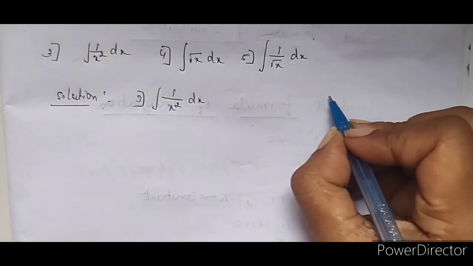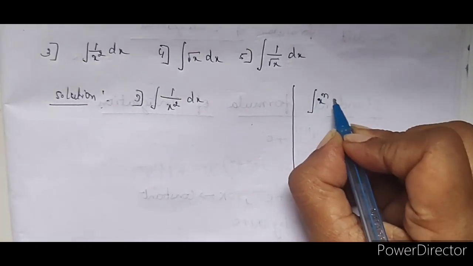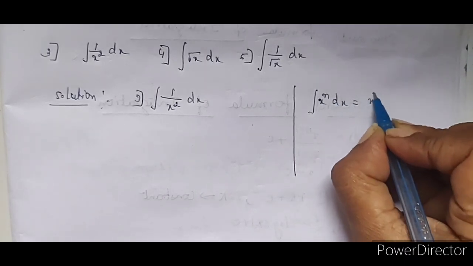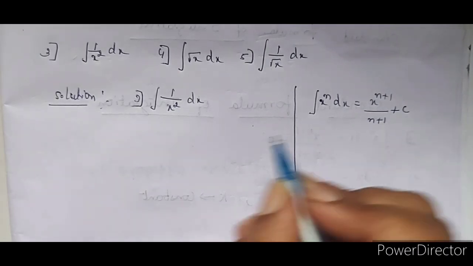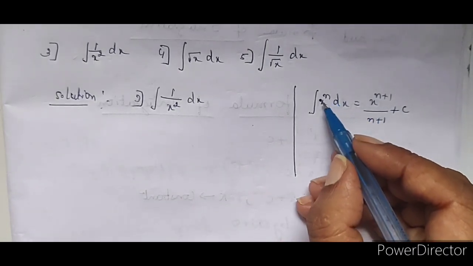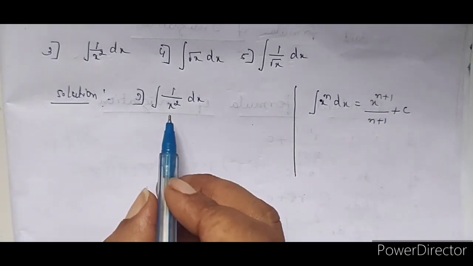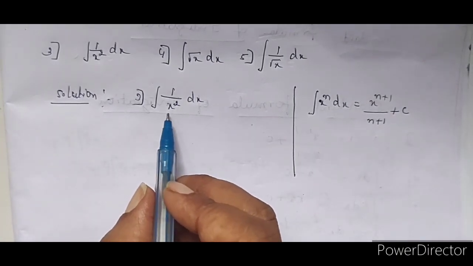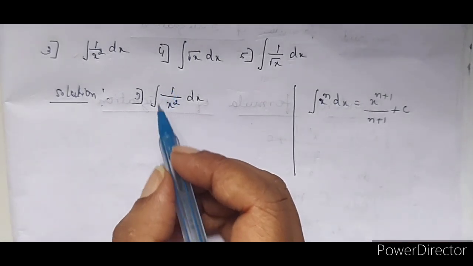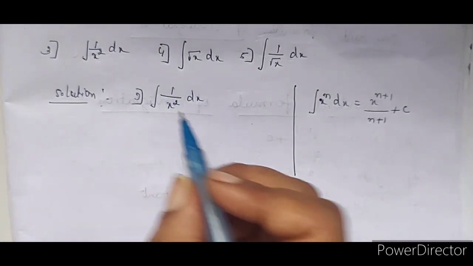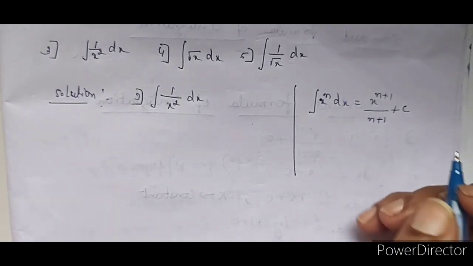We all know that the standard formula of integration is the integration of x to the power of n dx, which is equal to x to the power of n plus 1 divided by n plus 1, plus the constant of integration c. So, it has to be in the form of x raised to the power of n to apply the standard formula. But here we have 1 divided by x square dx. So, to apply the standard formula, first we shall simplify 1 divided by x square and write it in terms of x raised to a power.